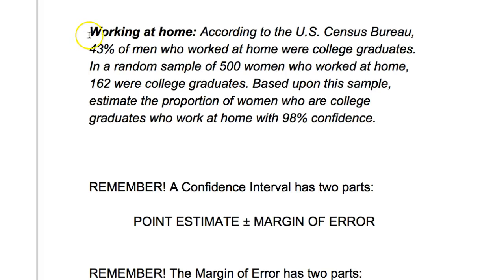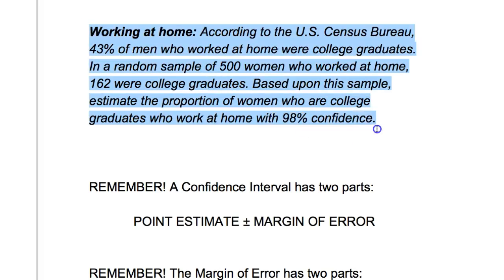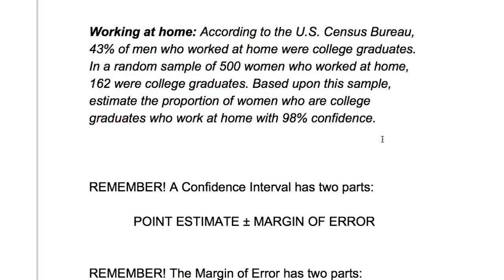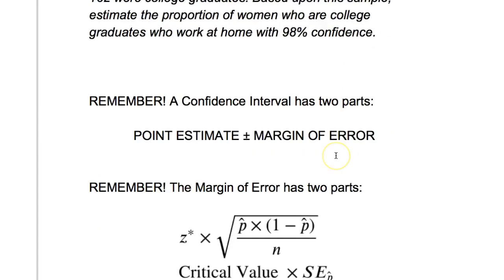And the problem I'm going to use is this working at home problem. According to the U.S. Census Bureau, 43% of men who worked at home were college graduates. In a random sample of 500 women who worked at home, 162 were college graduates. Based on that sample, we want to estimate the proportion of women who are college graduates. And then a little bit later, we'll see if perhaps that proportion of women is different from the 43% of men.